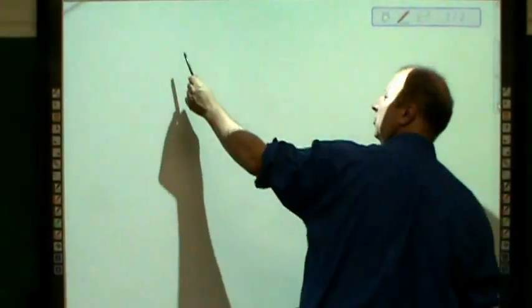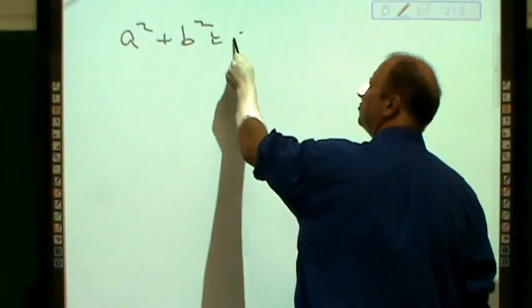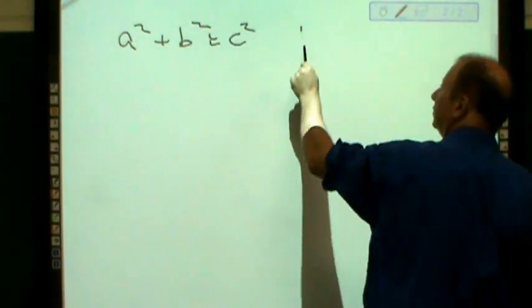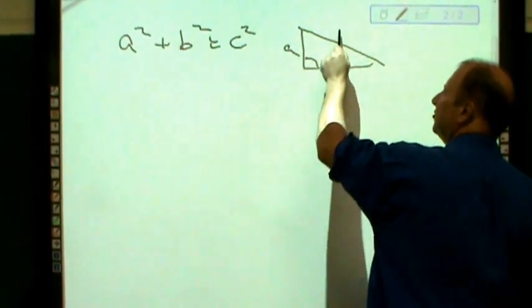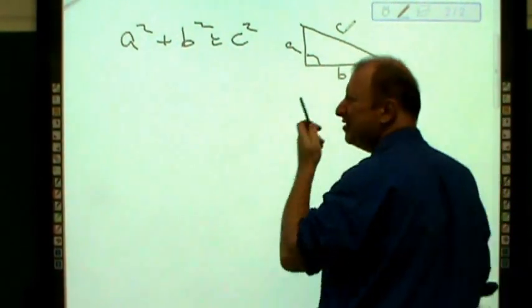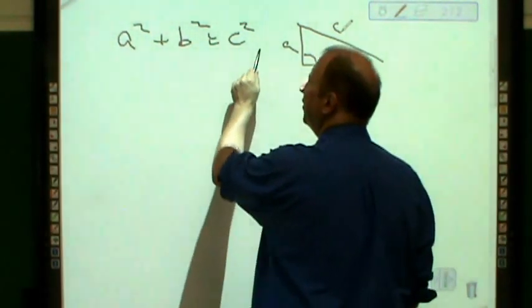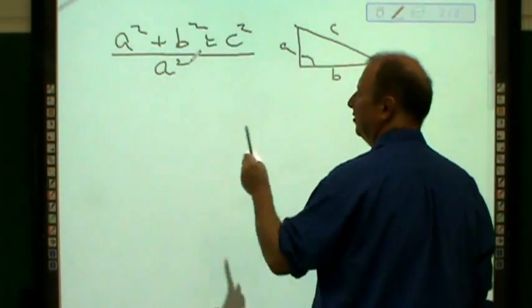Let's look at the Pythagorean theorem again. A squared plus b squared equals c squared. And again, I'm just going to draw it for you: a, b, c. Instead of dividing everything by c squared, let's divide everything by a squared. And let's see what happens.